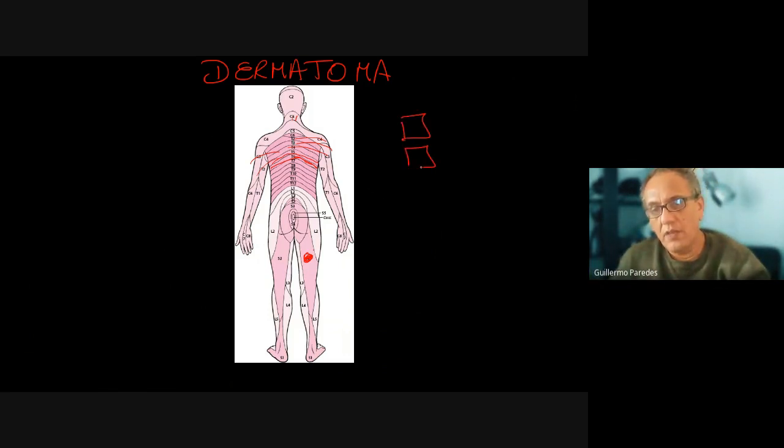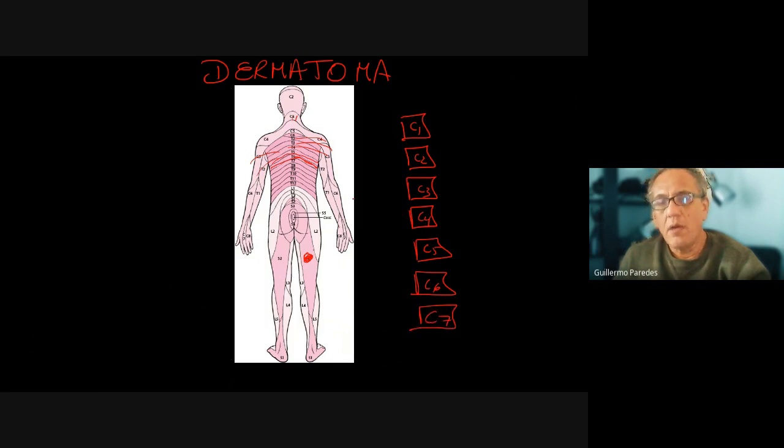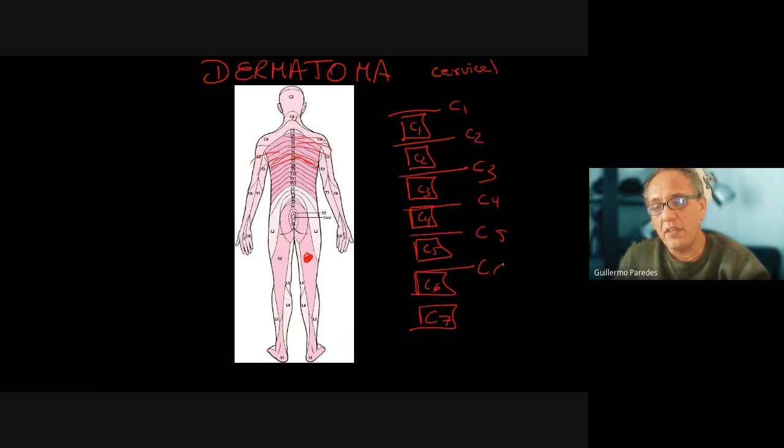You have the cervical vertebrae: C1, C2, C3, C4, C5, C6, and C7. But what happens with the cervical nerves? Cervical nerves are those nerves coming from the spinal cord. On top of C1 is going to be the nerve C1. Below it, C2, then C3, C4, those are the nerves. C5, C6, C7. And below C7, we have C8.